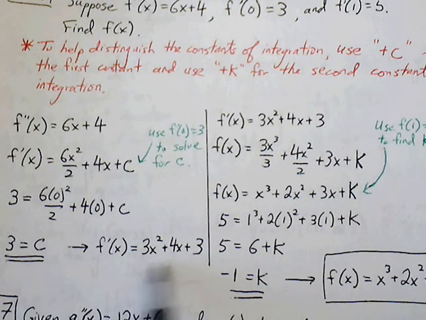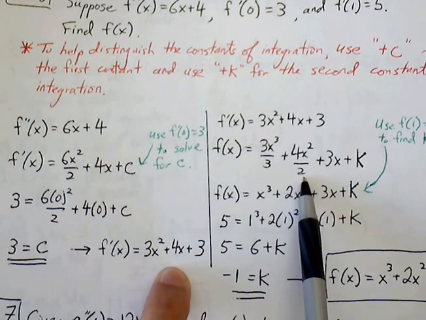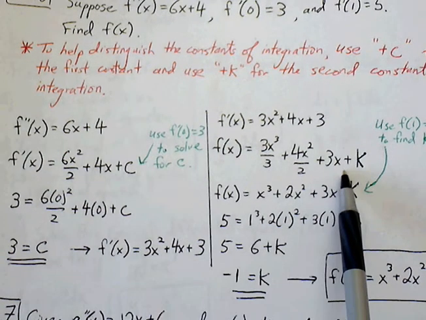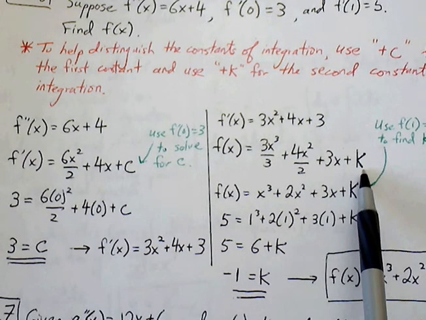Okay, so we're going to go through the integral process again to get to f of x. To get to f of x, we're going to find the integral of the right side. So 3x squared becomes 3x cubed over 3. 4x becomes 4x squared over 2, 3 becomes 3x, and then we have a constant again that's going to show up, but now we're going to use plus k.